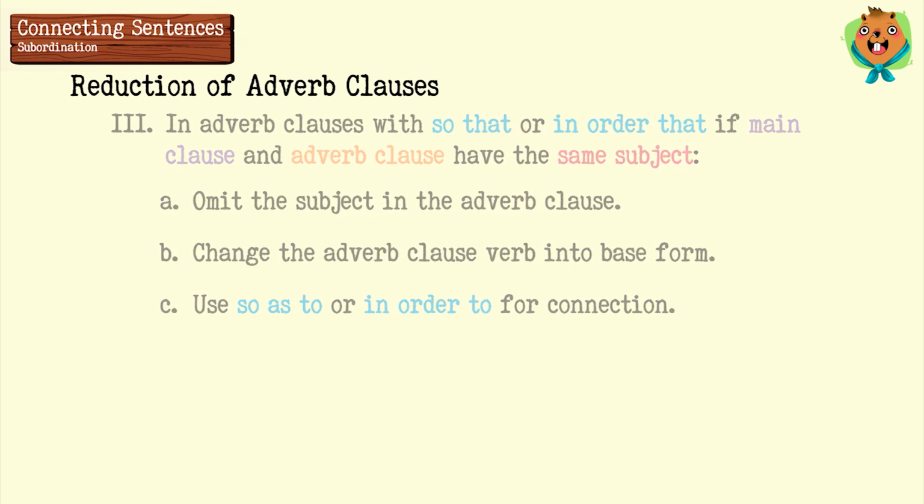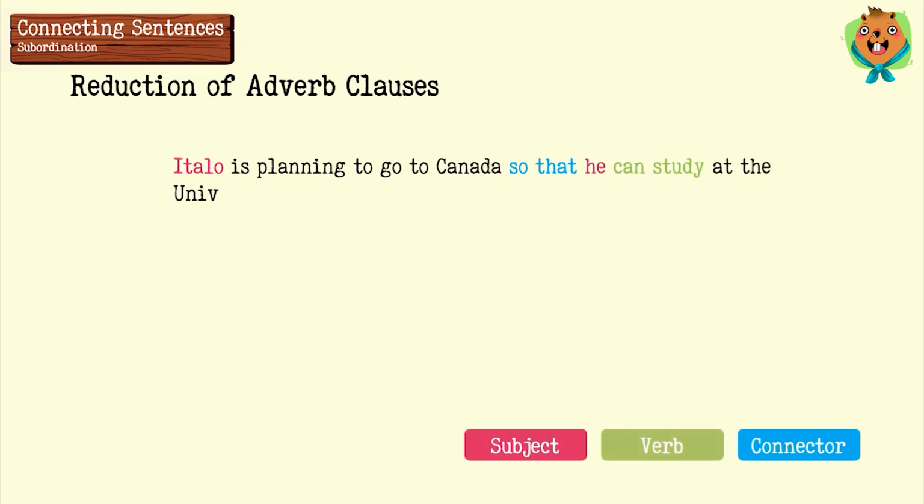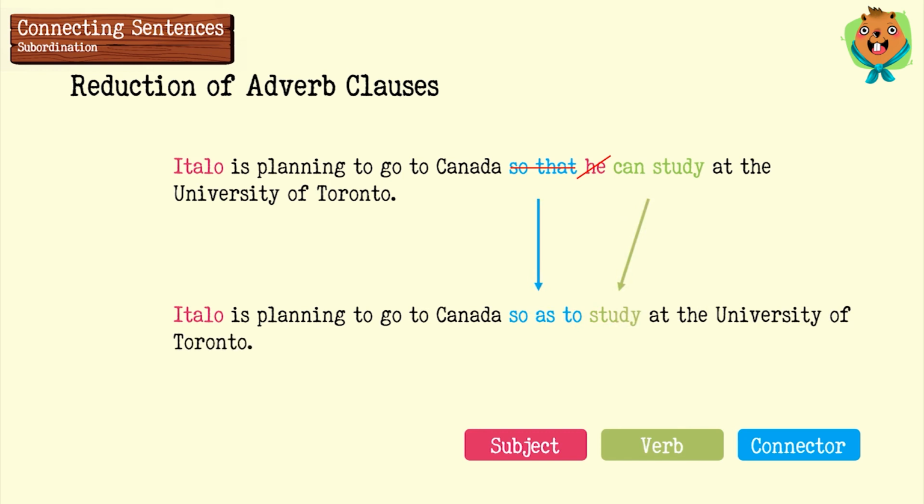For example, "Italo is planning to go to Canada so that he can study at the University of Toronto." Now in this sentence, "Italo" in the main clause and "he" in the adverb clause refer to the same person. So in order to reduce the adverb clause, we can omit "he," the subject in the adverb clause, use "so as to" instead of "so that," and use the base form of the verb "study." The reduced adverb clause would be, "Italo is planning to go to Canada so as to study at the University of Toronto." Let's look at another example.